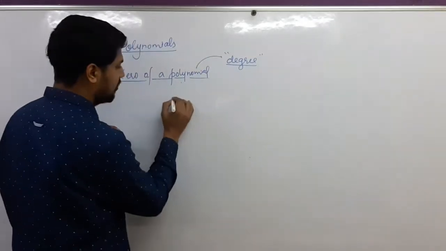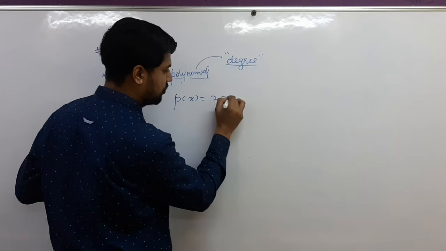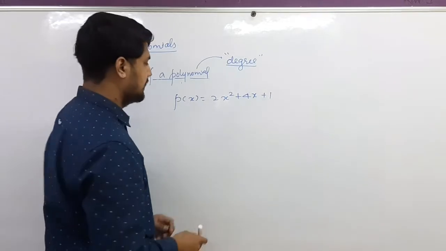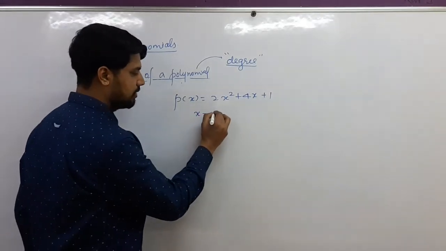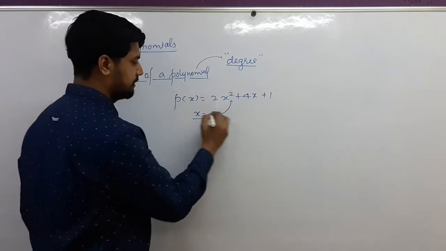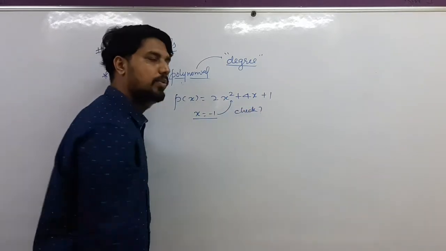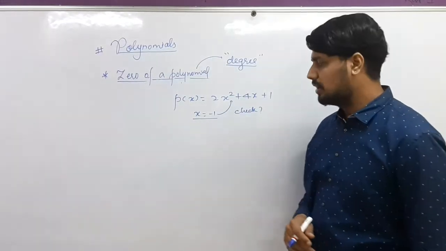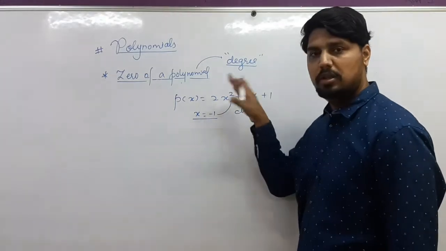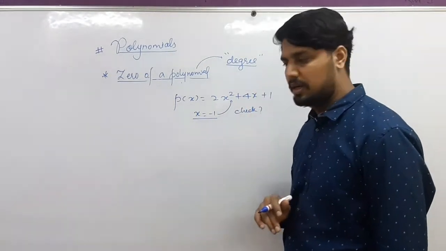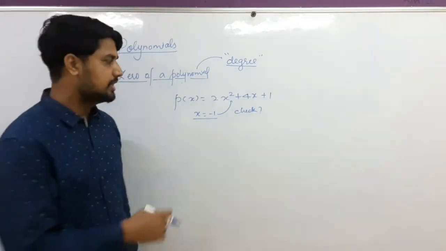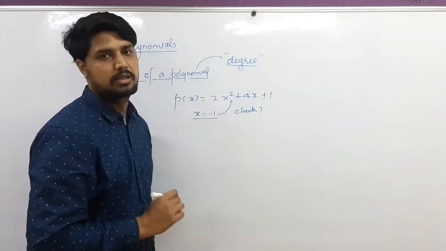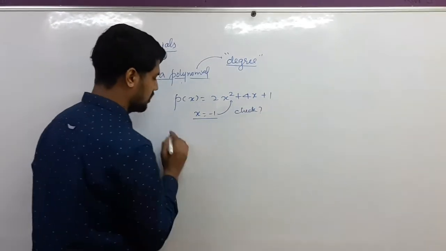Suppose a polynomial is given, p of x is equal to 2x square plus 4x plus 1. If I say x is equal to -1, we have to check whether x equal to -1 is a zero of this polynomial or not. What you have to do is simply put the value of the variable in the polynomial, and if you get the answer equal to 0, then this value is a zero of the polynomial. If you don't get the answer 0, it is not a zero of this polynomial. So let's try to solve this.